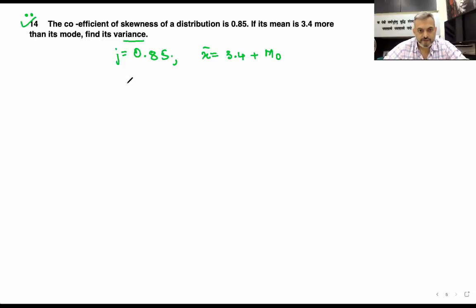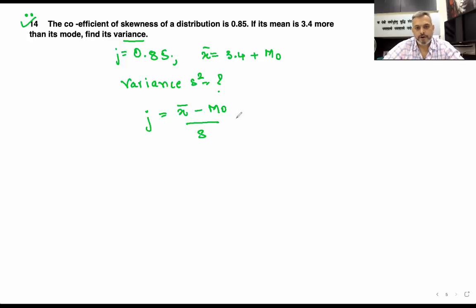Find its variance. So variance is S square, which is what we have to find. Here you can see there are certain terms connected with the previous chapter, and that's why please write the formulas daily. What is variance? Variance is standard deviation square. Now you have J, you have mode, you have mean. So J is equal to X bar minus mode upon S.